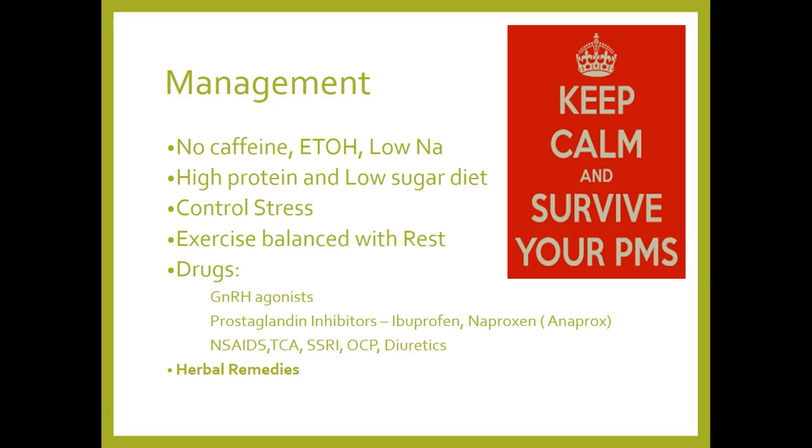Prostaglandin inhibitors such as ibuprofen, indomethacin, naproxen, those all help with cramping. NSAIDs, your tricyclic antidepressants like amitriptyline, SSRIs like Prozac, Zoloft, and Paxil, OCPs or oral contraceptive pills, so birth control pills. Diuretics can help with the bloating. And then there are also herbal remedies that some people use.